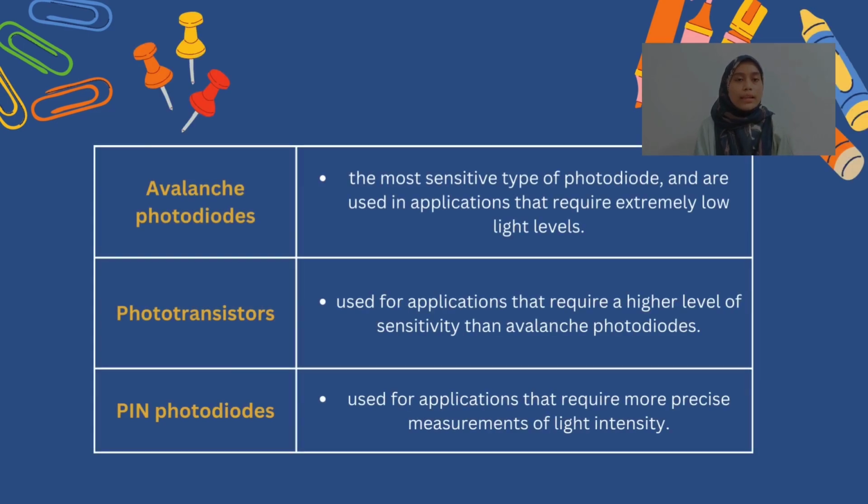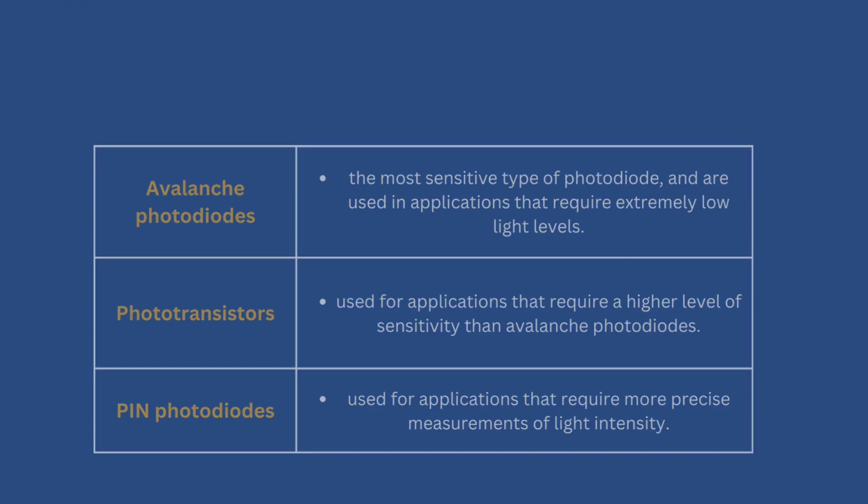The first one is avalanche photodiode. These are the most sensitive type of photodiode and used in applications that require extremely low light level. Next is phototransistor. These are used for applications that require a higher level of sensitivity than avalanche photodiode. Next is pin photodiode. These are used for applications that require more precise measurement of light intensity.